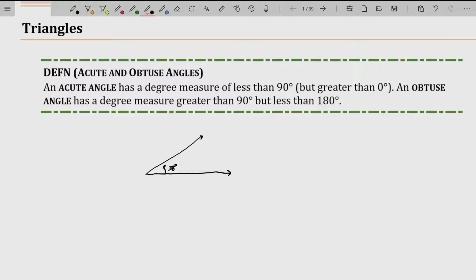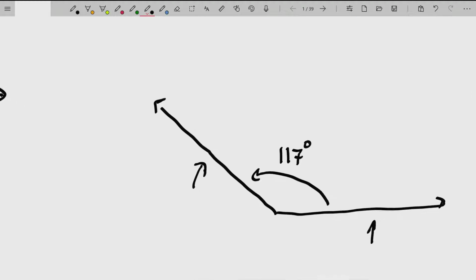An obtuse angle has a degree measure greater than 90, but less than 180. So that would be something like this. If this is our initial side right there, and this is our terminal side, so our angle to open this way, that might be 110 degrees, or let's say 117 degrees, just to make it odd for no reason. Then that would be an obtuse angle.